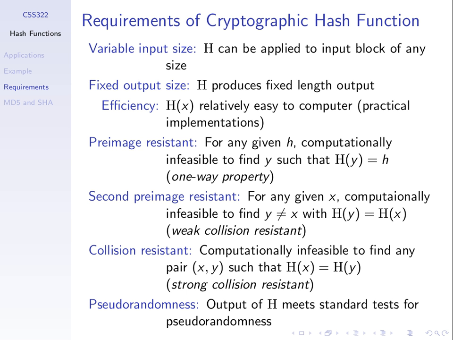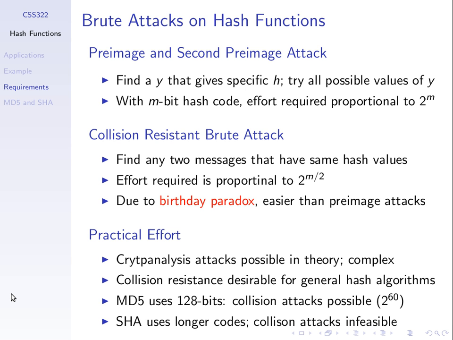But with strong collision resistance, it's easier because they get to choose any 2 messages, x and y, that produce the same hash value. Find any 2 messages out of the set of all possible messages that give the same hash value. It turns out it's more complex than the analysis you do with the birthday problem, but you can follow a similar approach. It's proportional to 2 to the power of m over 2. Much easier than the preceding two.